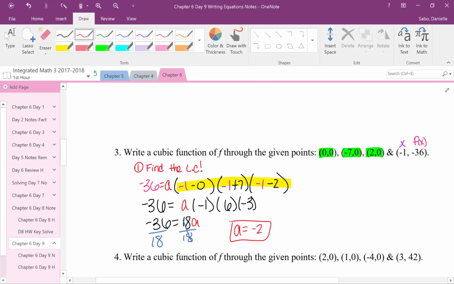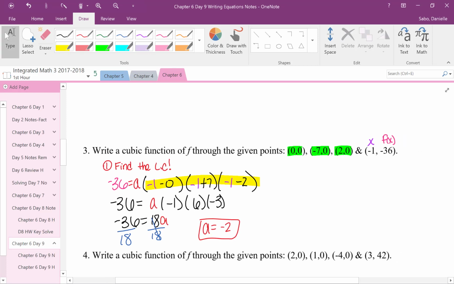So now it's the same exact process as number 1 and number 2, except now I have to add that negative 2 in as my leading coefficient. Okay, so same exact thing. So here we go. Step 2 is I'm going to do that same exact thing I just did above. I'm going to write that function out.